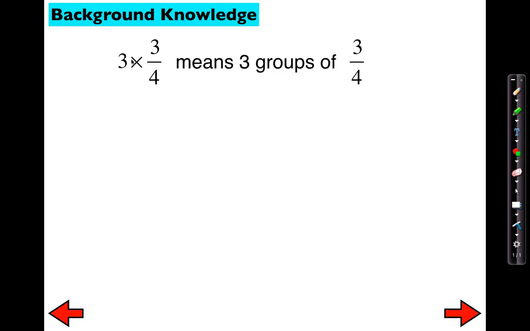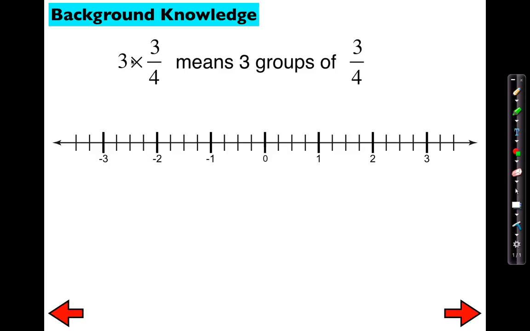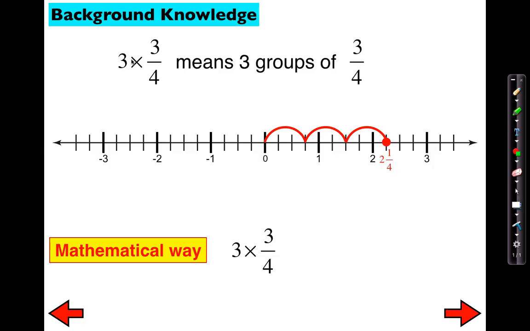So background knowledge, please remember we used to do this with multiplication, that in this case it means 3 groups of 3/4. So here I'm showing you, here's one group of 3/4, 2 groups of 3/4, 3 groups of 3/4, and that leaves us with our answer of 2 1/4.